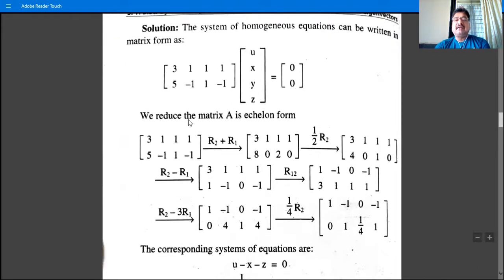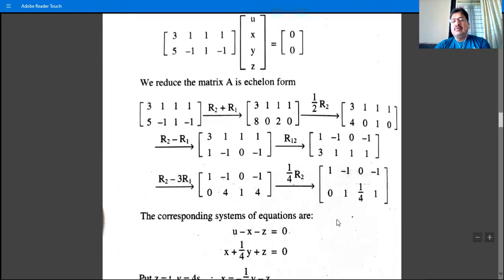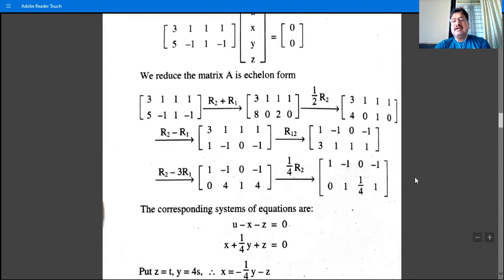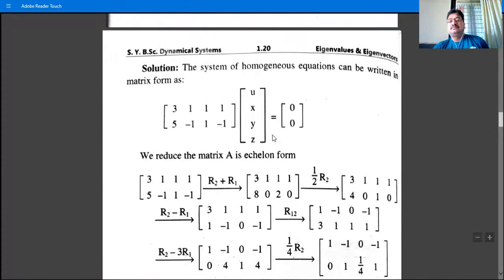Then convert the coefficient matrix to echelon form. So this is the echelon form, and then rewrite the equation. So what is the rank of A? The rank of the matrix A is 2, because there are 2 non-zero rows, and obviously it is strictly less than the number of unknowns. The number of unknowns is 4.